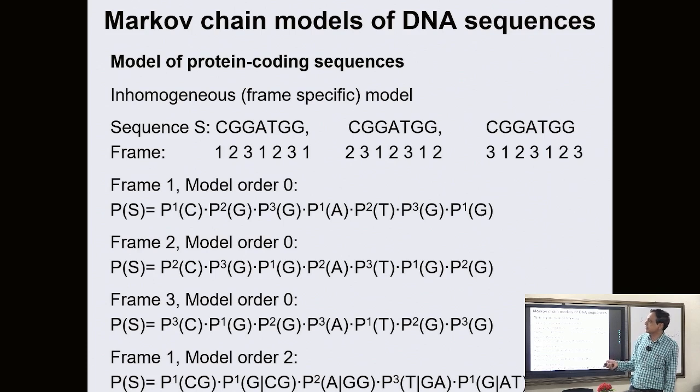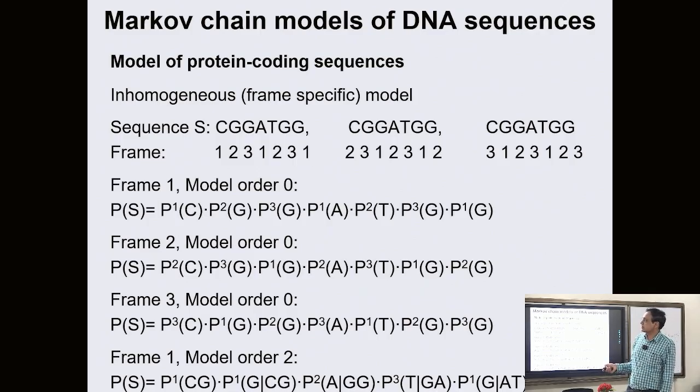Similarly, if you have to compute the probability of this sequence to be protein coding in frame 2 for a Markov chain model of order 0, you are considering this. So probability of C in position 2, probability of G in position 3, and so on. Just multiply these probabilities.